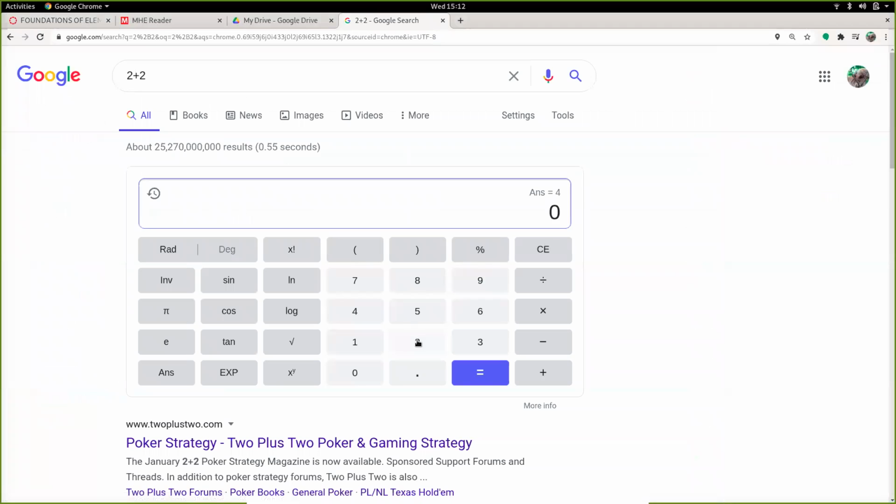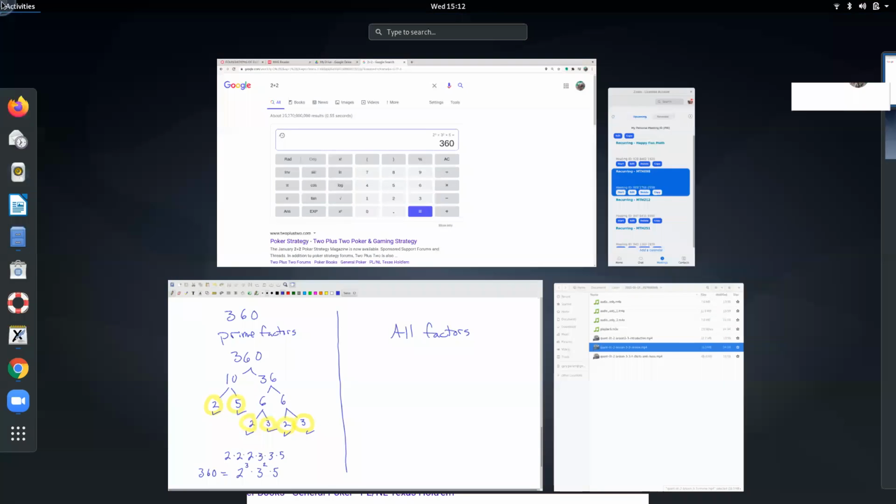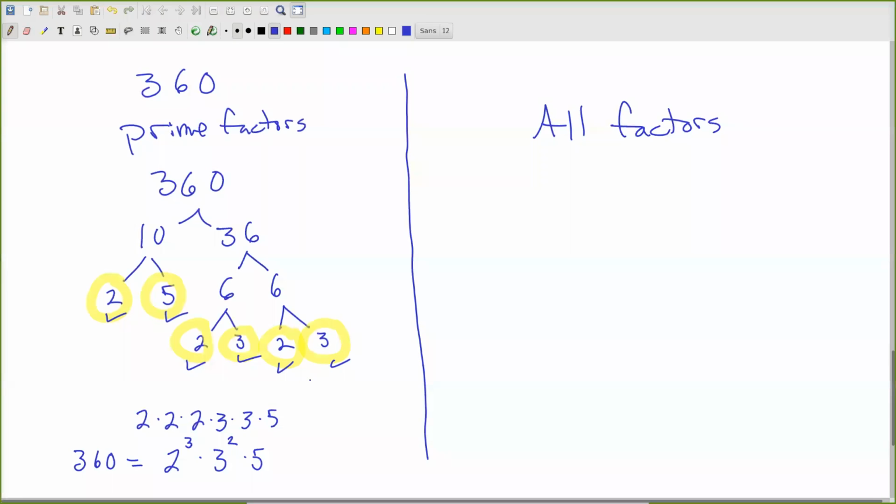So let's see, I had 2 raised to the 3rd power times 3 raised to the 2nd times 5. And the computer agrees, yeah, those factors make up 360. And the cool thing about a prime factorization is if you ignore the order, there's pretty much only one prime factorization for any number.